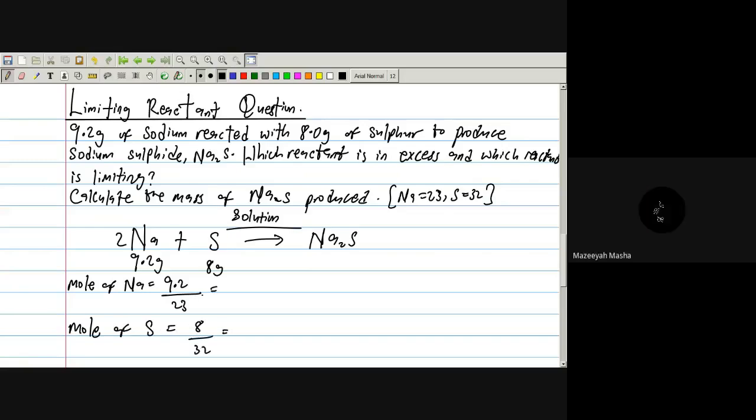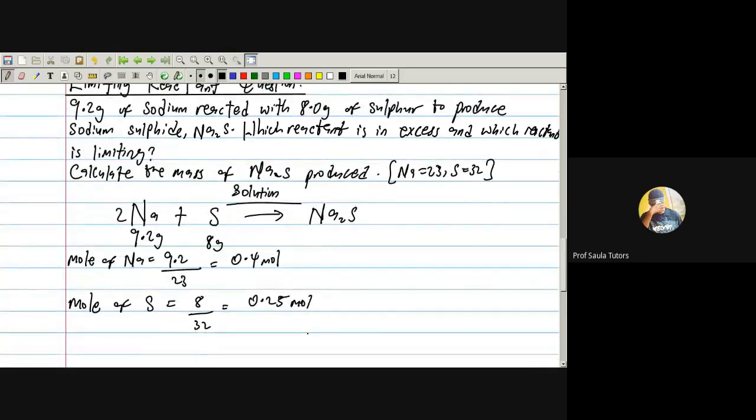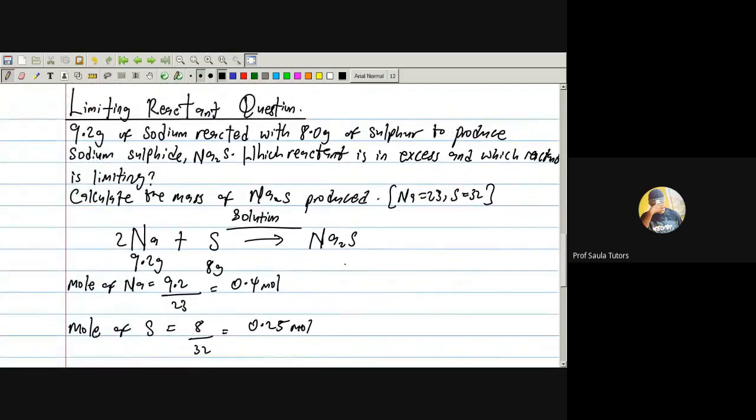What do we have here? 0.4. So the first one is what? Sodium. 0.4 mole of sodium. For sulfur, we have 0.25 mole. Nice. That's the first step. Now, the next step is that look at the mole ratio. Compare the mole ratio altogether, okay?